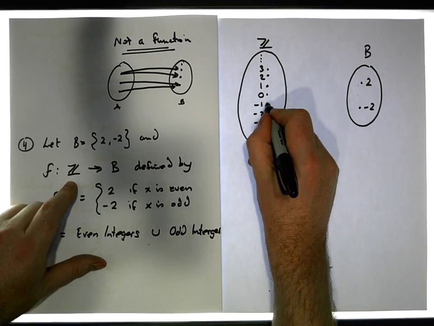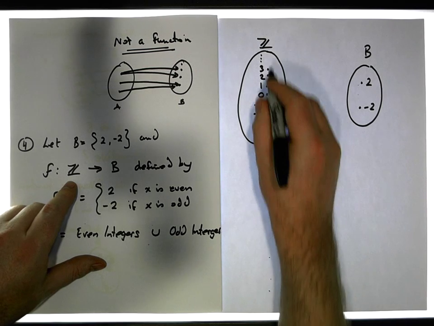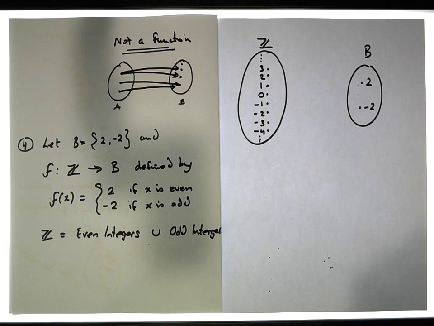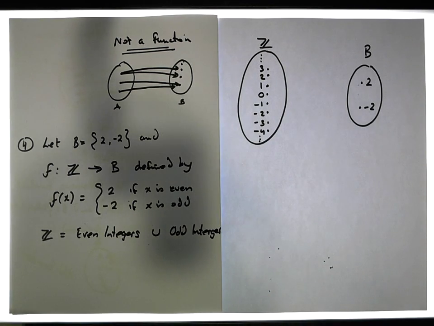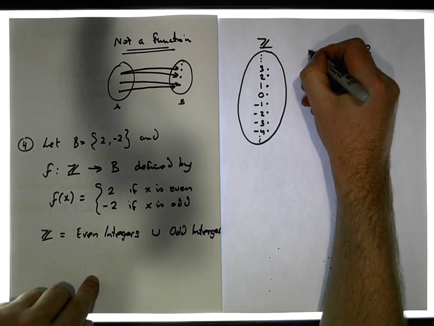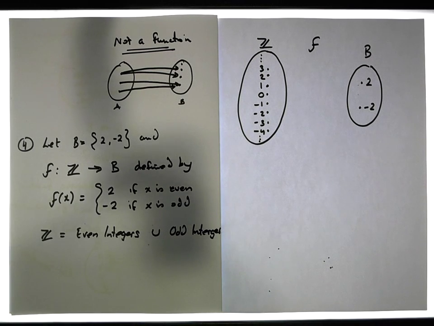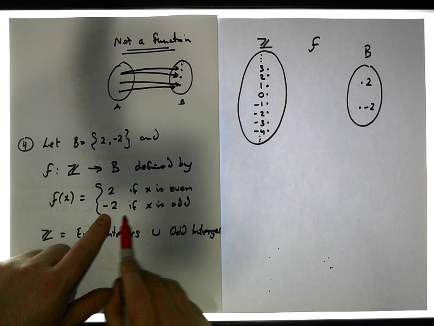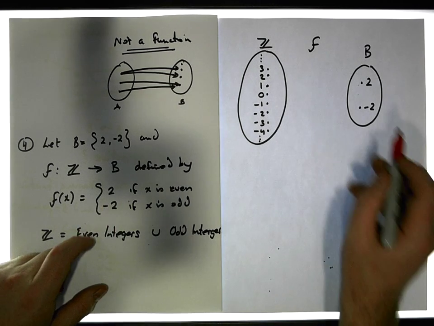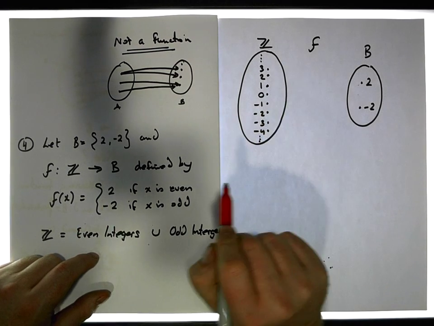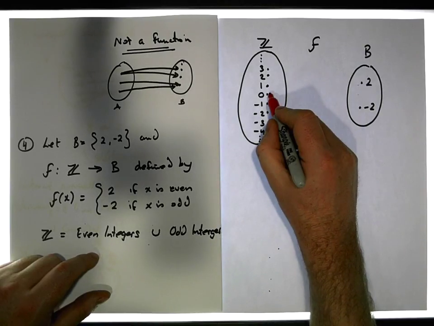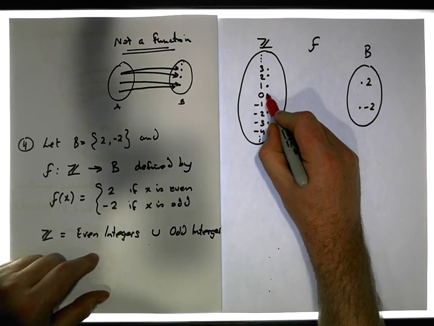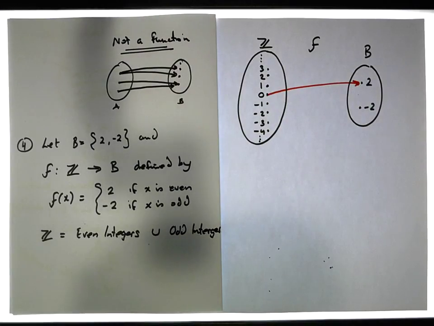As I said, the integers can be broken up into two sets, the even integers and the odd integers. So let's have a look at this particular function f. How does f work? Depending on your value, if you're odd you go to minus 2, if you're even you go to 2. Zero is actually defined to be an even number. An even number is any number divisible by 2, and 0 is divisible by 2, so 0 is even. So 0 goes to 2.